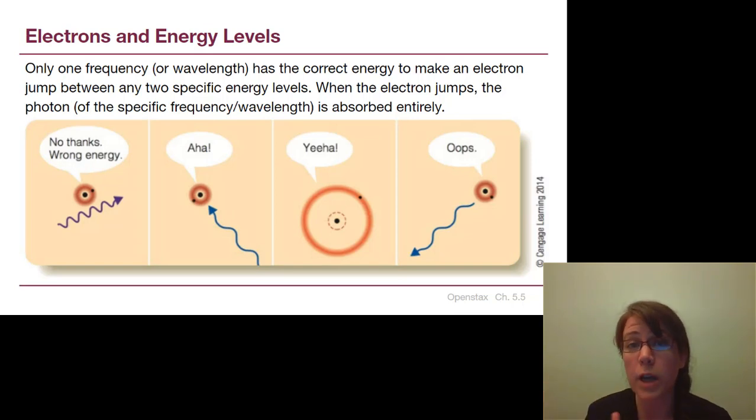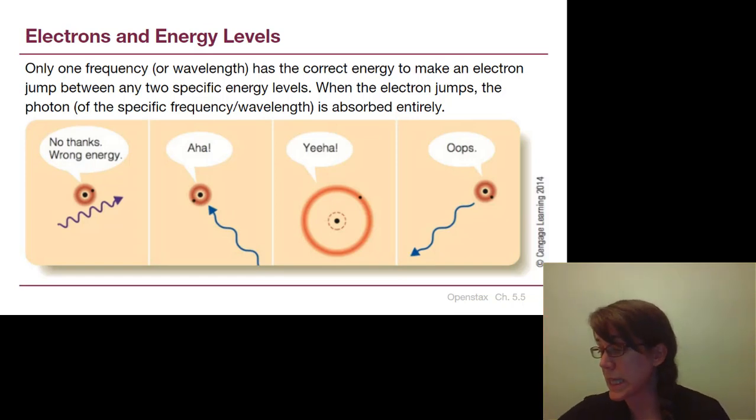If there's the wrong energy, then the electron just doesn't interact with that photon at all and just lets that photon pass it by. But if it is the right energy, then it will absorb that photon and jump up to the higher energy level.